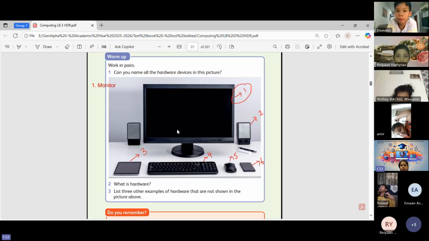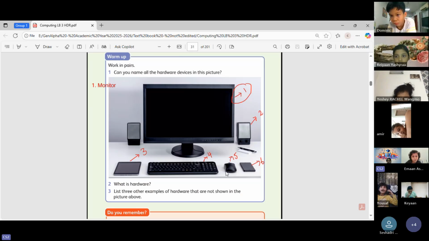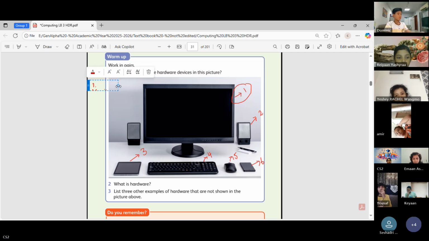We were discussing the parts, right? What are all these parts? You remember? So what are all the parts we can see in this picture? We have 6 parts here, and the first one is monitor. Second one is speaker. Third one is tablet. Mouse.